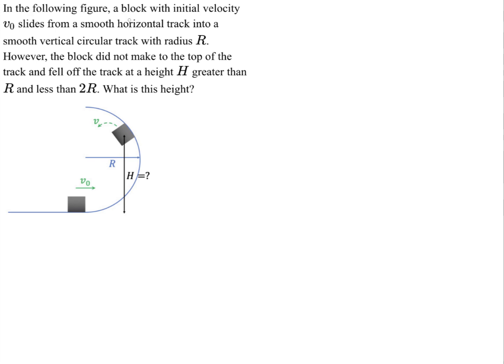In the following figure, a block with initial velocity v0 slides from a smooth horizontal track into a smooth vertical circular track with radius r. However, the block did not make it to the top of the track and fell off the track at a height h greater than r and less than 2r. What is this height? So I'm going to start by drawing a sort of free body diagram for it.